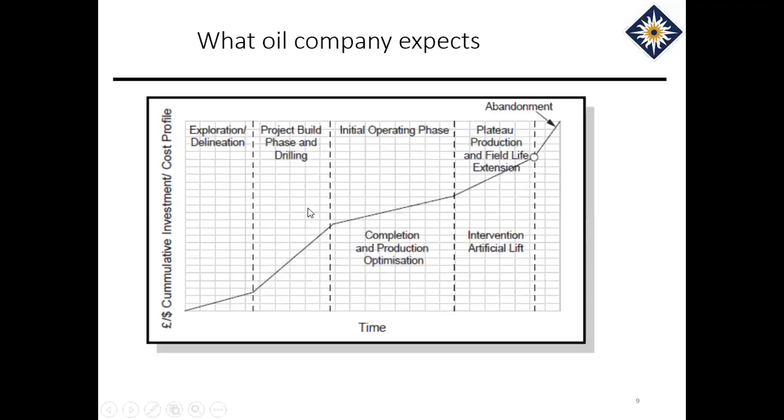Let's look at where exactly the oil company makes the profit. In the exploration and drilling phase, they are spending money. But in the operating phase, they don't have a lot of investment, and this is the phase where they make a lot of money. But then after that, when the field gets mature and pressure declines, they have to go for artificial lift methods, and then they have to spend money on it. But the operating phase is the most profitable one.